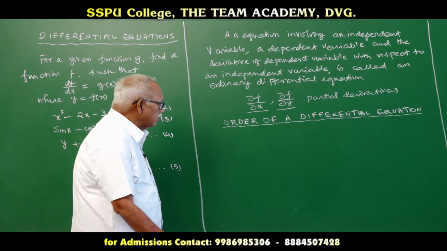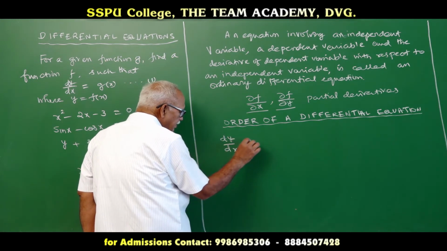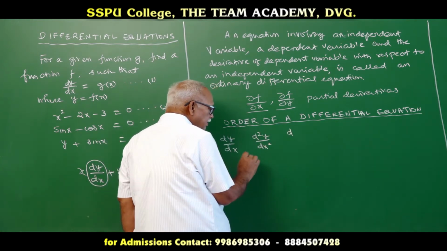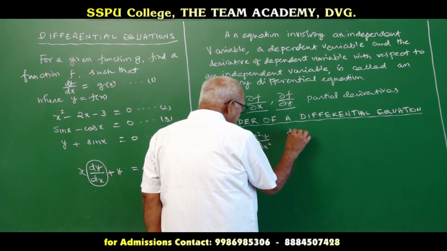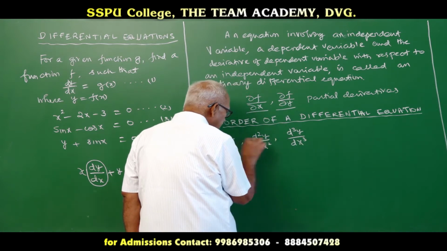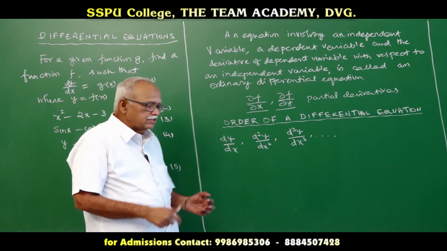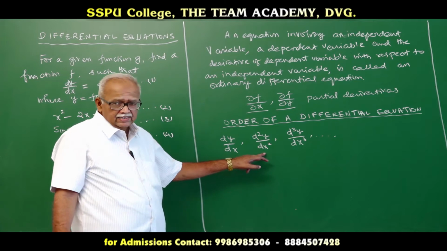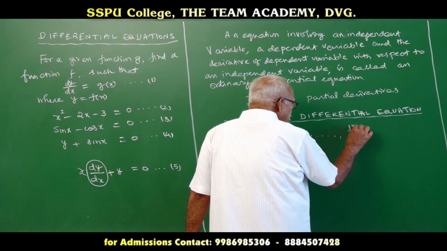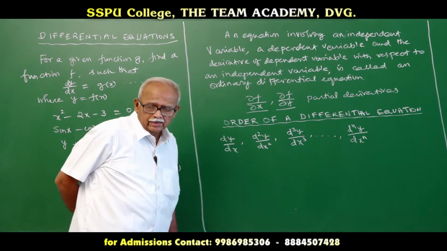You know the derivatives are like this: dy by dx, d square y by dx square, d cube y by dx cube, etc. So, these are the different ordered derivatives. This is a first order derivative, this is a second order derivative, this is a third order derivative. Like that we can go up to the nth order derivative.